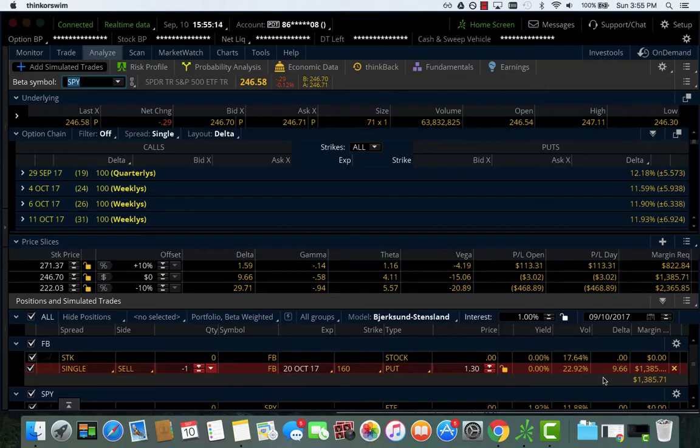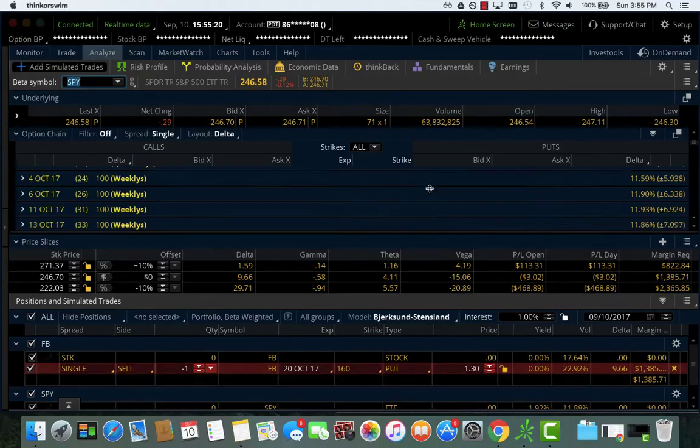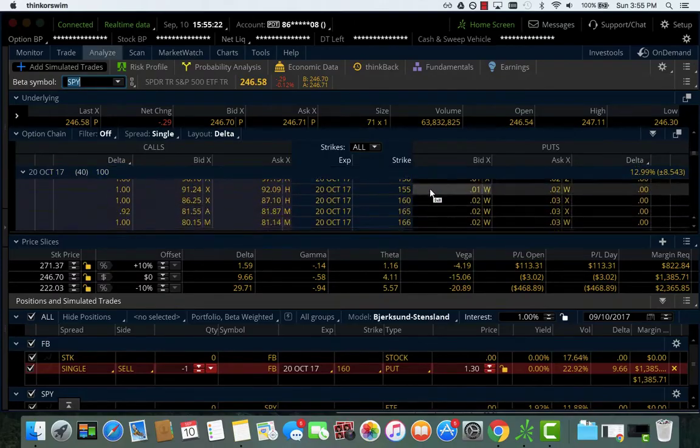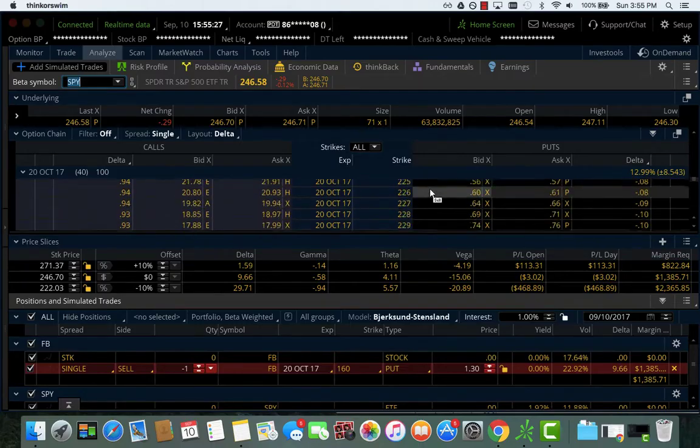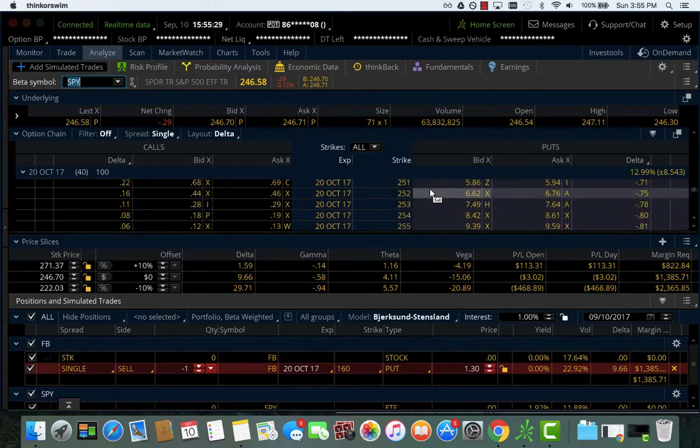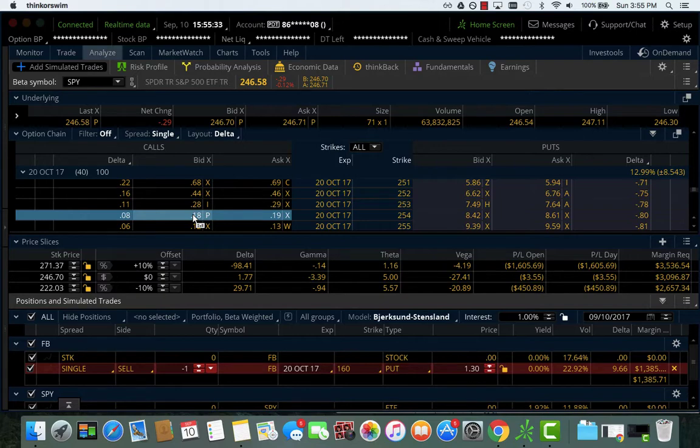So if I want to go ahead and make a neutral position in SPY, what I could do is sell the call that is closest to 9.66 deltas. For this example, let's call it the 254 call, right?